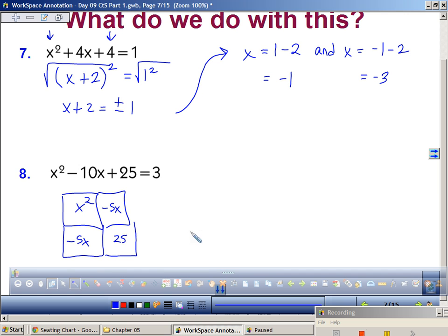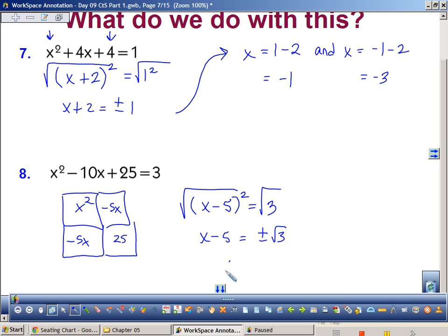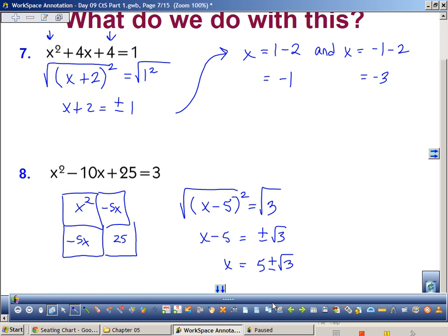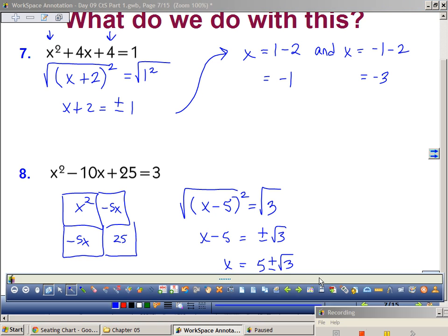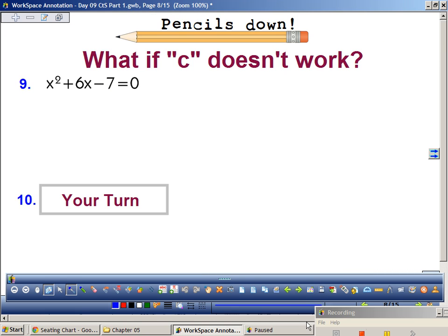Why they call it completing the square? I don't believe it. Okay, so in order to do this one, it would be x minus 5 squared equals 3. Take the square root of both sides, and you get x minus 5 equals plus or minus root 3. Solve for that, and you get x equals positive 5 plus or minus root 3. Questions so far? Anybody? Awesome. Let's get going.